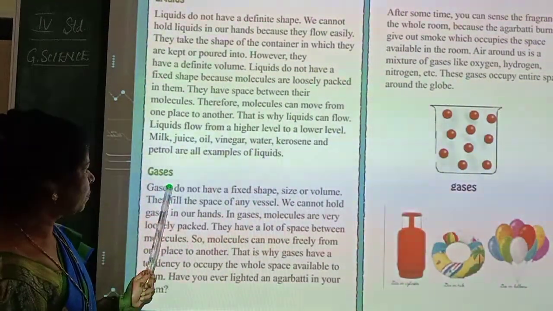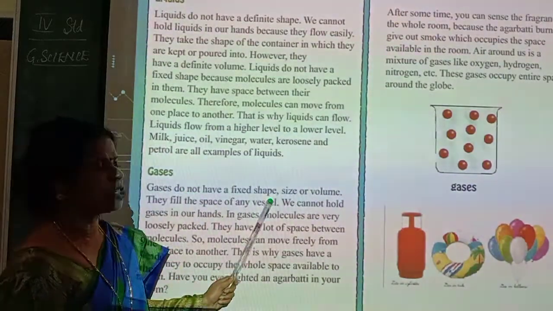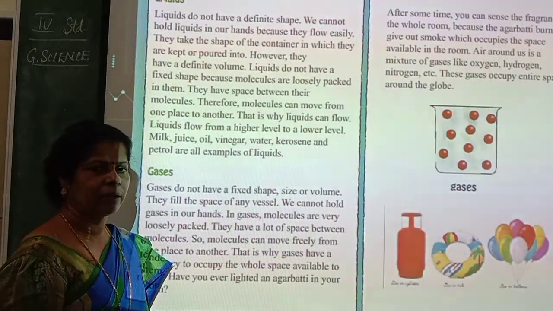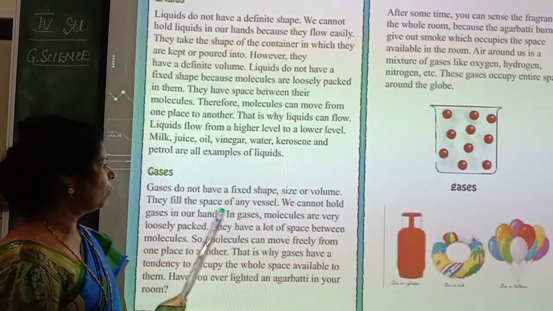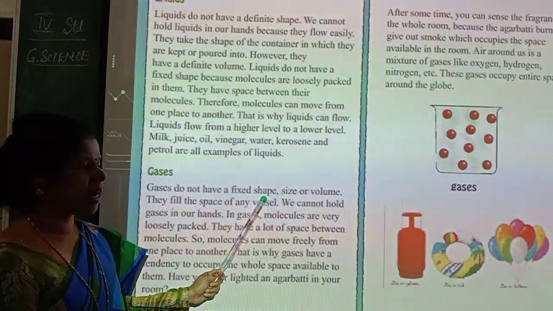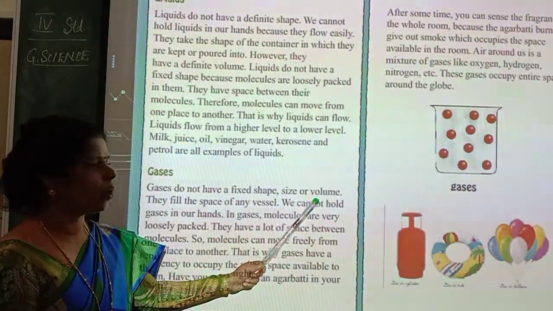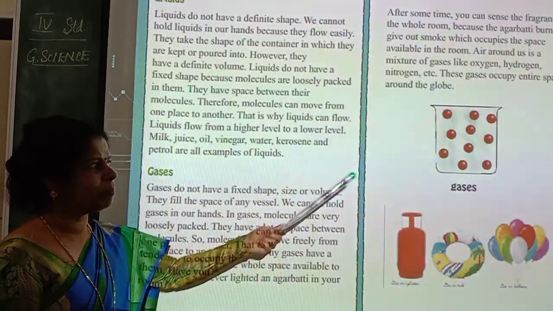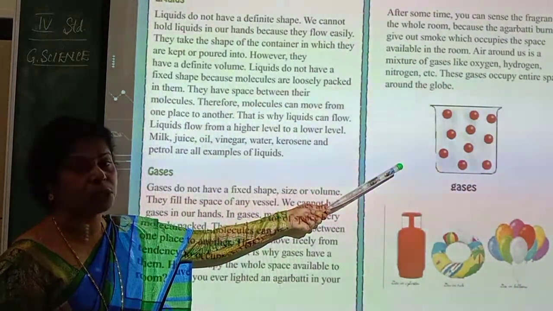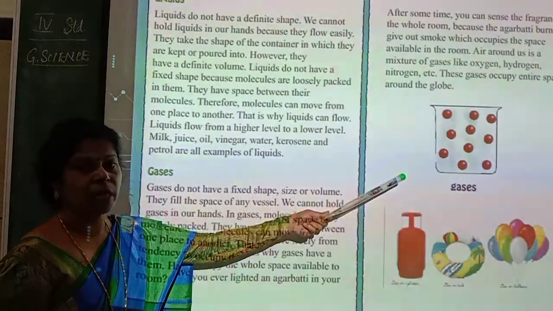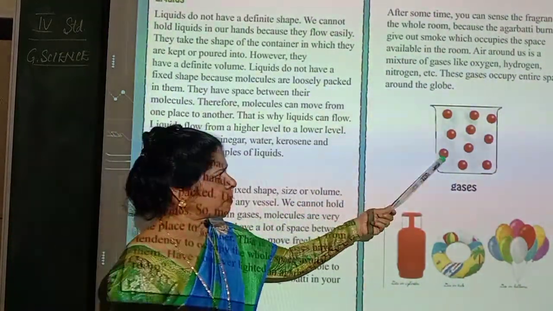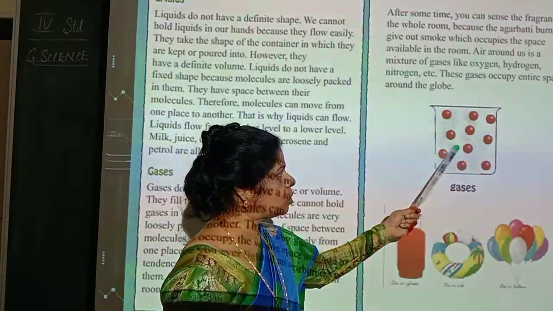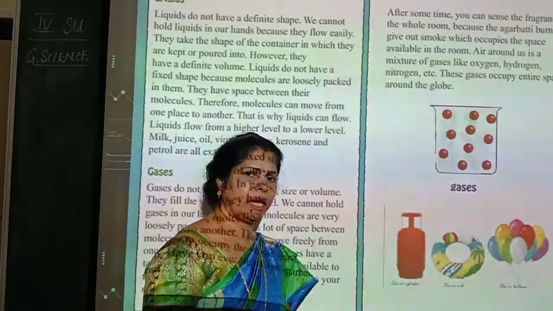Coming to gases. Gases do not have a fixed shape. Now for example air. Does it have a fixed shape? No. So gases do not have a fixed shape, size or volume. It just moves. Wherever it wants, it moves. Why can it move independently? Because there is more space between molecules. These are molecules. See, between molecules, there is more space. So it can easily move in any direction.